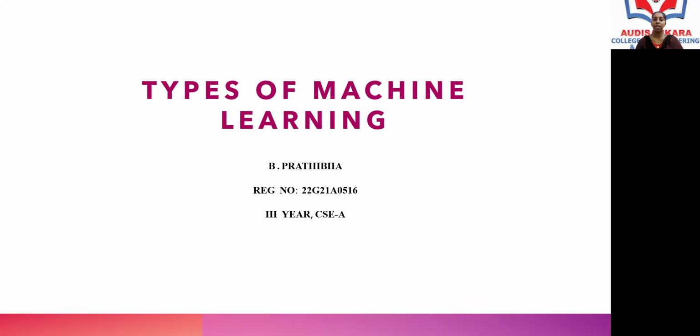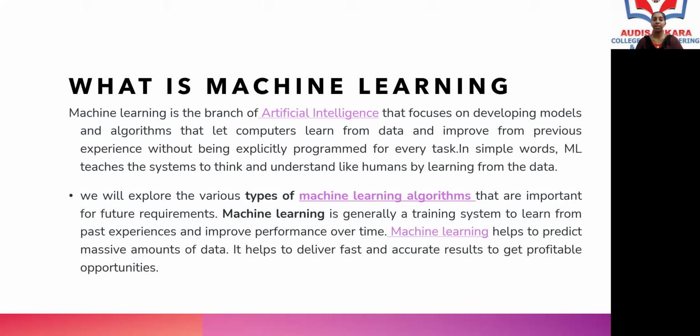Today I will discuss the types of machine learning. What is machine learning? Machine learning is the branch of AI that focuses on developing models and algorithms that let computers learn from data and improve from previous experience without being explicitly programmed for every task. In simple words, ML teaches the system to think and understand like humans by learning from the data.